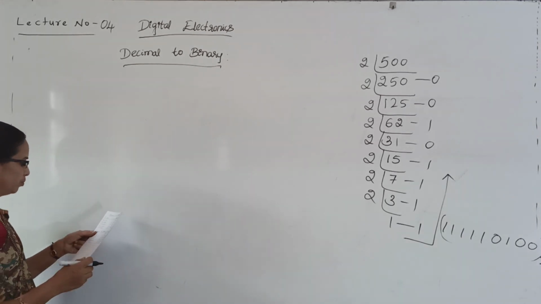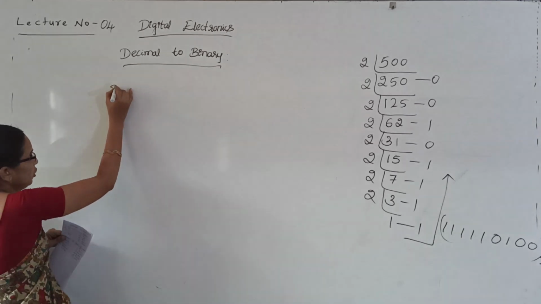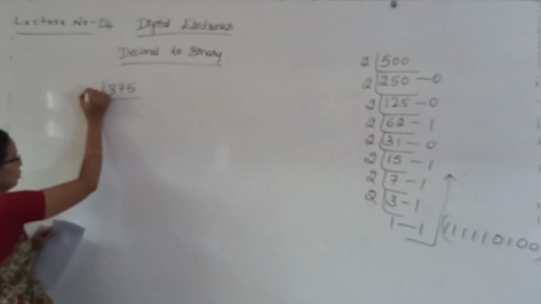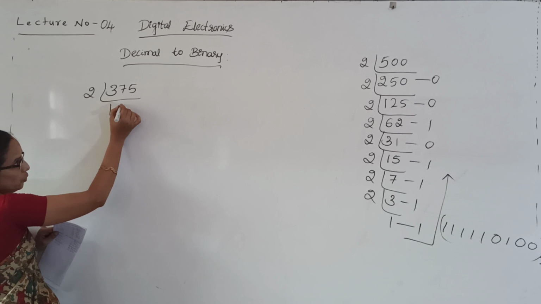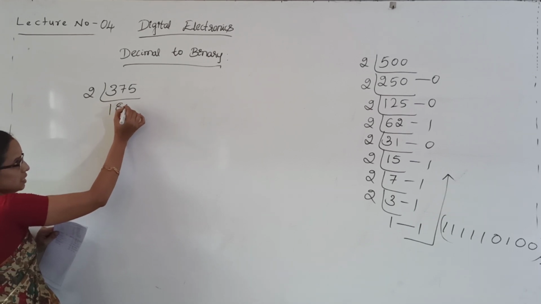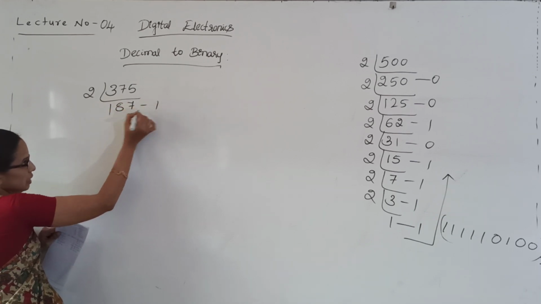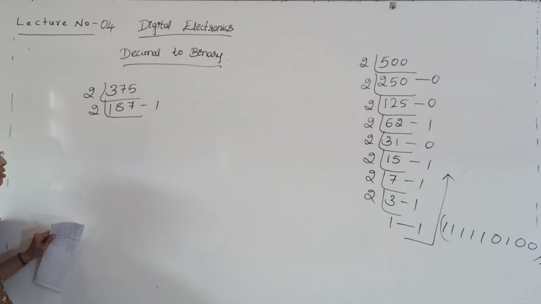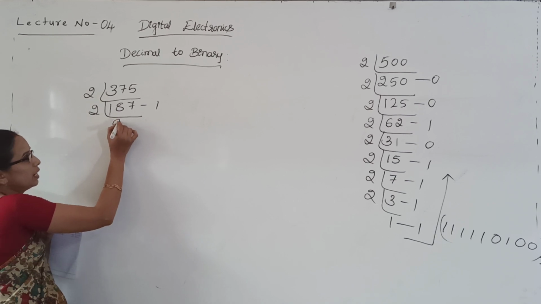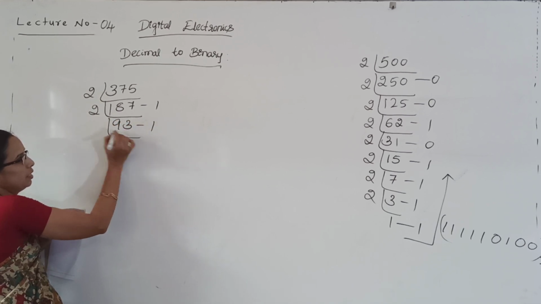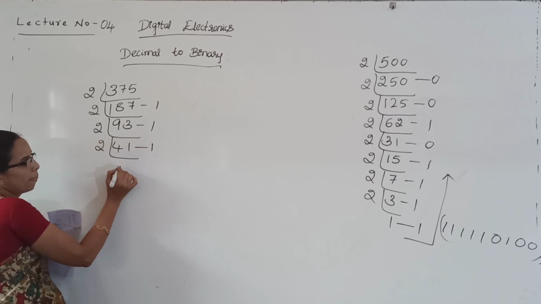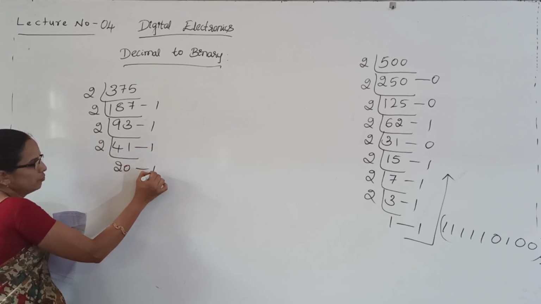One more problem. The last one I will do, and after that I will give homework for you people. 2 ones are 2, 2 eights are 16, 2 sevens are 14, 1 is the remainder. 2 187s are 375. 2 nines are, 2 threes are, 1 is the remainder. 2 fours are, 2 ones are, 1 is the remainder. 2 20s are, 1 is the remainder.